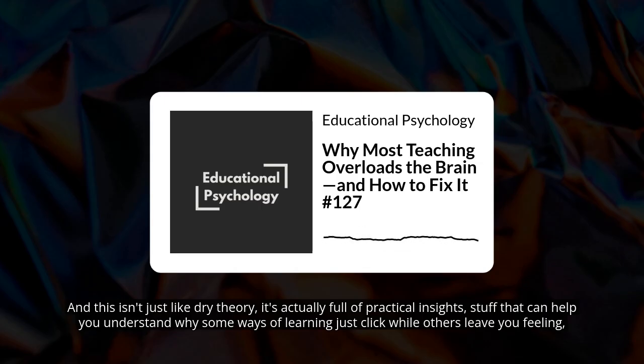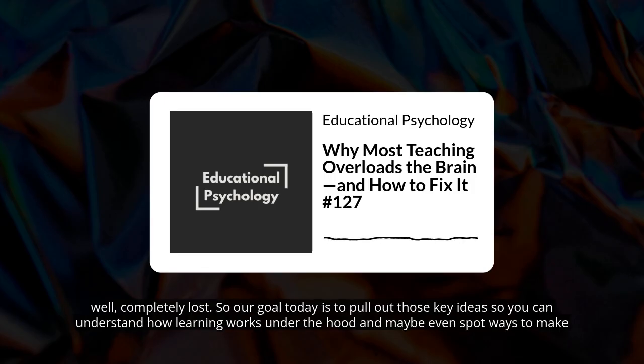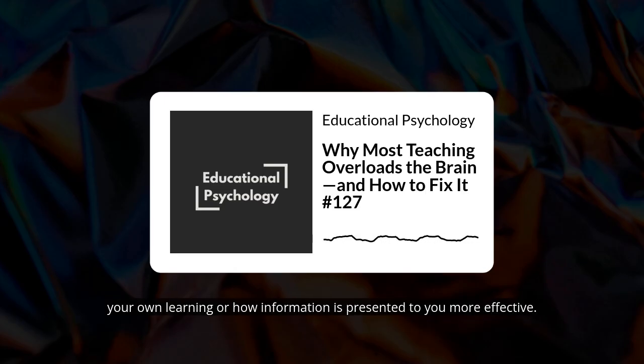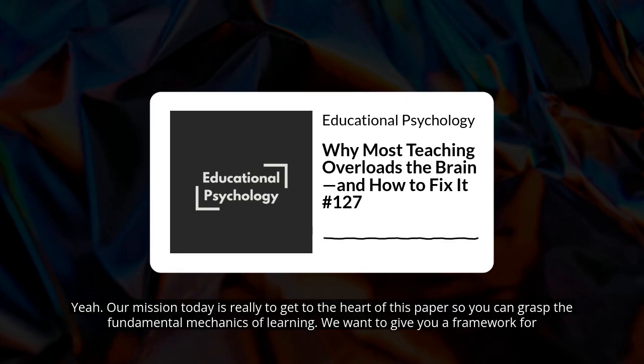Stuff that can help you understand why some ways of learning just click, while others leave you feeling completely lost. So our goal today is to pull out those key ideas so you can understand how learning works under the hood, and maybe even spot ways to make your own learning, or how information is presented to you, more effective. Our mission today is really to get to the heart of this paper so you can grasp the fundamental mechanics of learning.